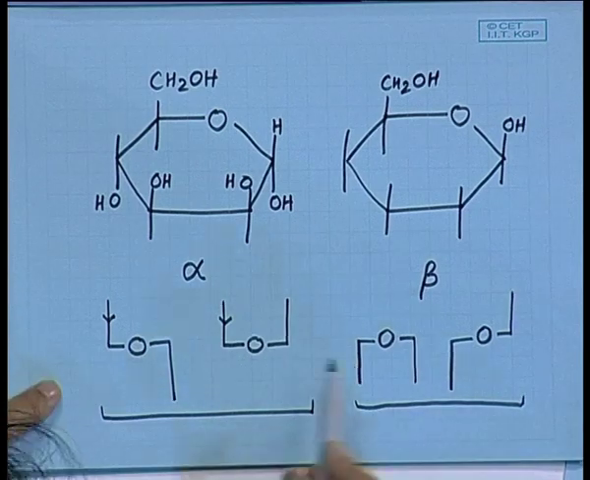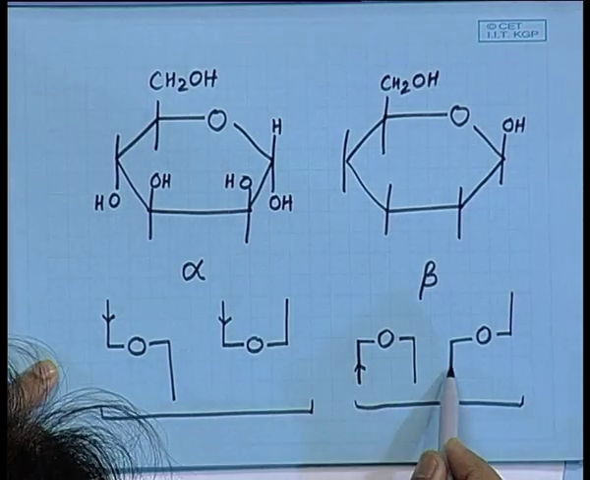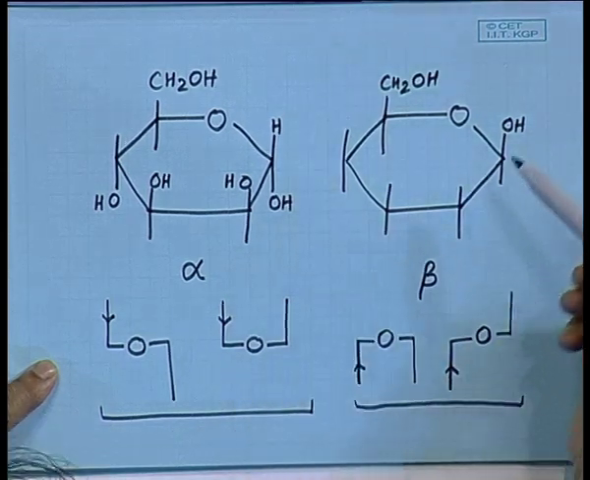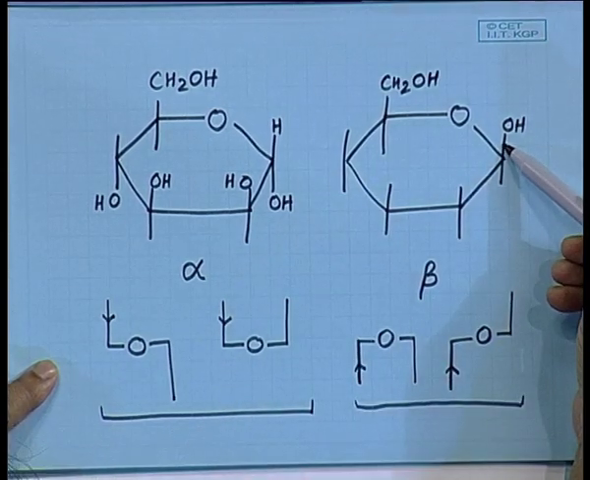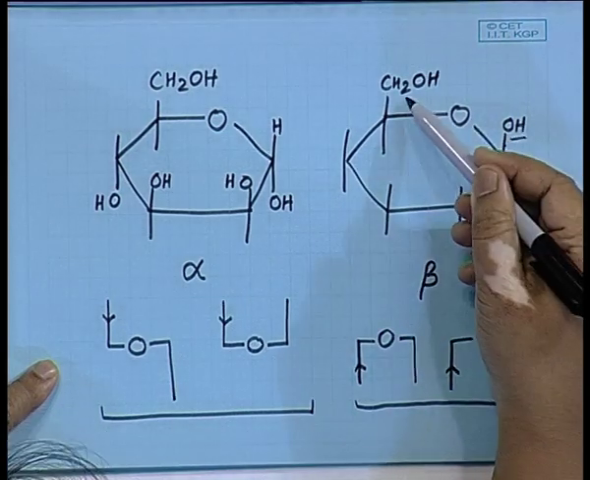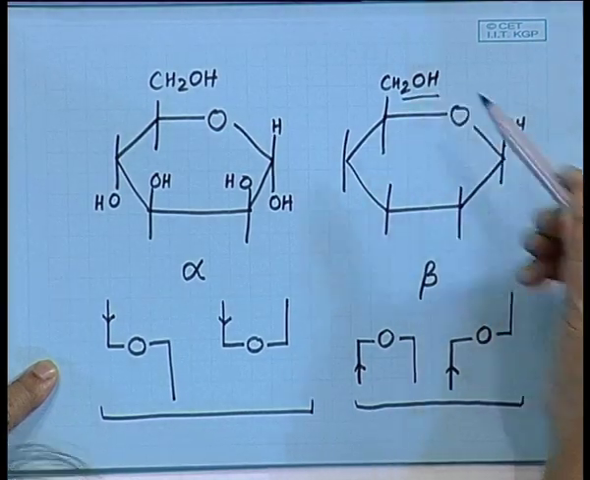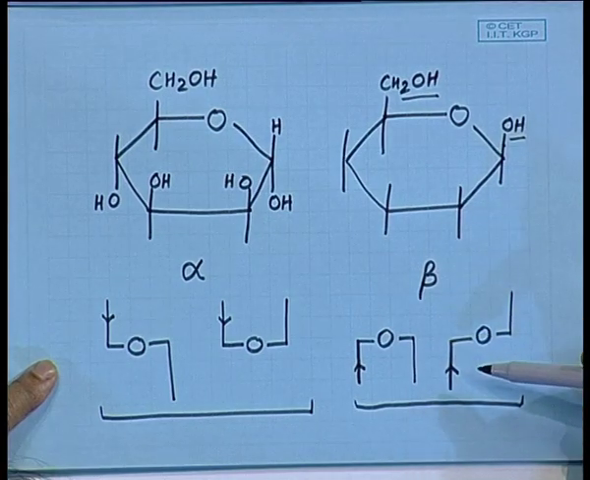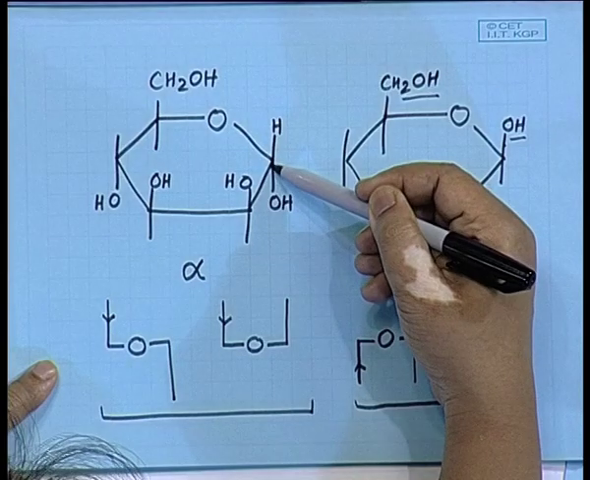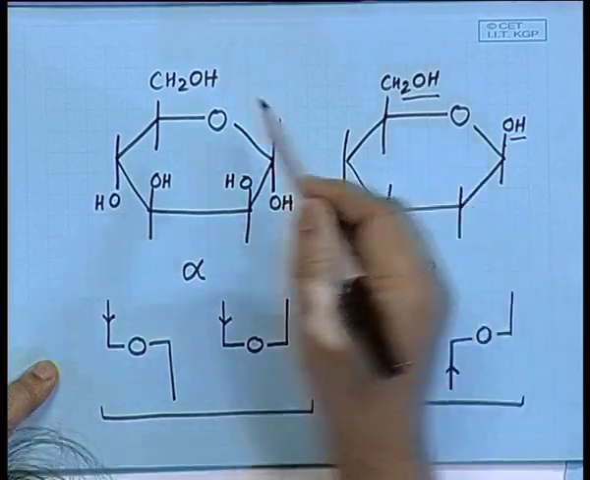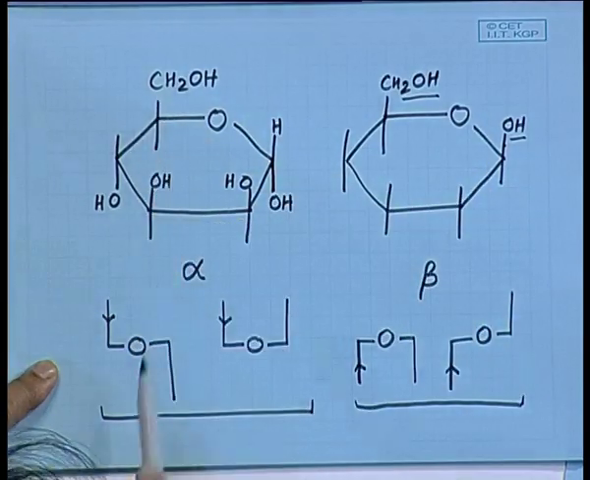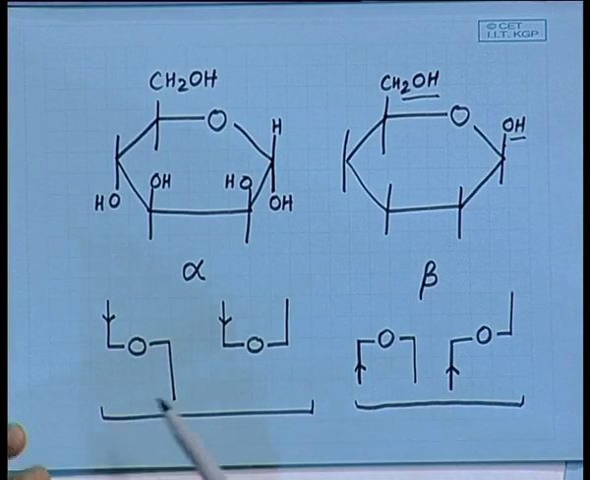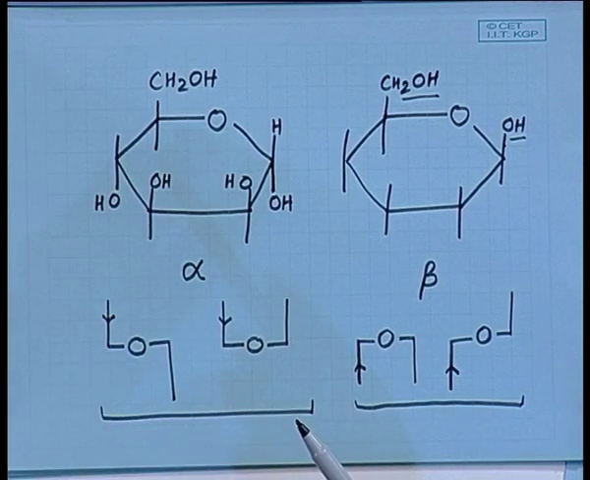Okay? Now, in both cases, it would begin up. Why? Because this is up. This is cis to the CH2OH, so this would refer to a beta linkage. In this case, it is down. It is trans to the CH2OH, so this would refer to an alpha linkage, and what it is linking to could be up or down.